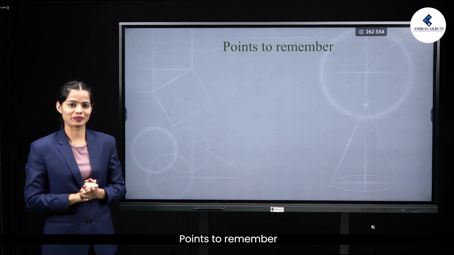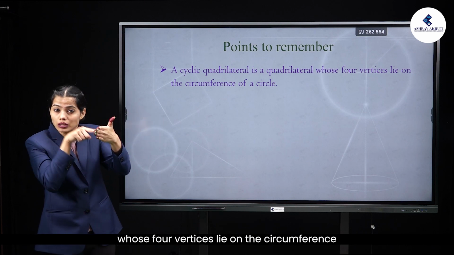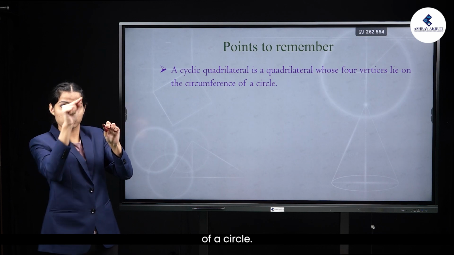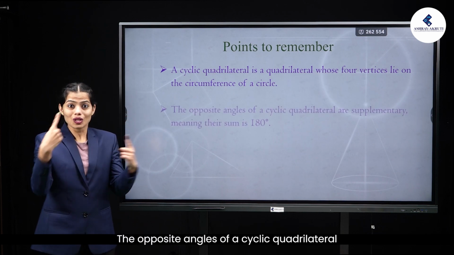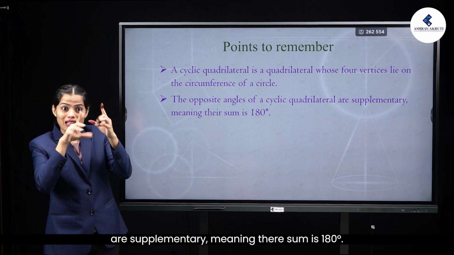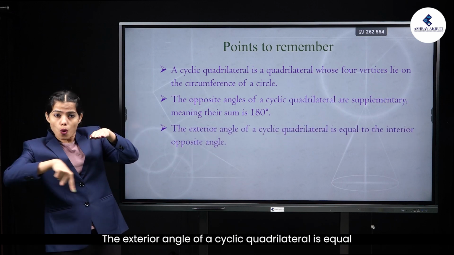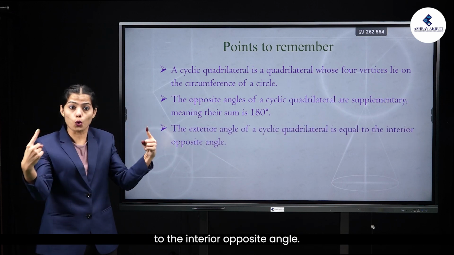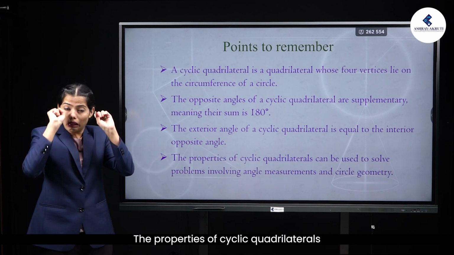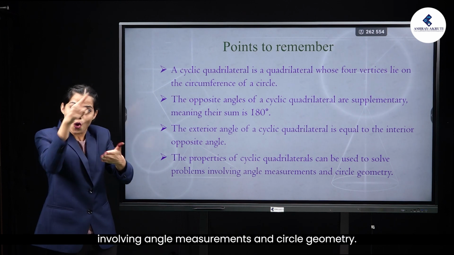Points to remember. A cyclic quadrilateral is a quadrilateral whose 4 vertices lie on the circumference of a circle. The opposite angles of a cyclic quadrilateral are supplementary, meaning their sum is 180 degrees. The exterior angle of a cyclic quadrilateral is equal to the interior opposite angle. The properties of cyclic quadrilaterals can be used to solve problems involving angle measurement and circle geometry.